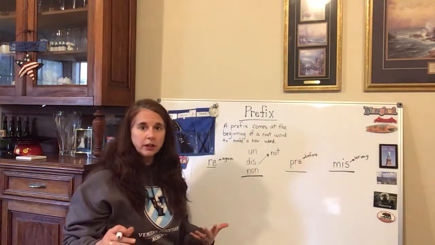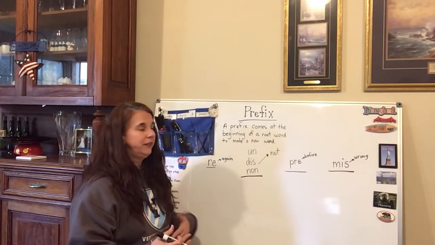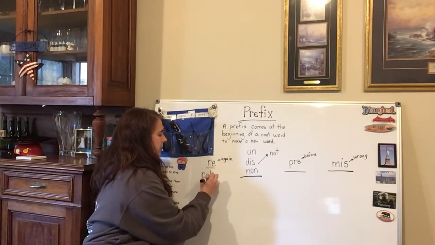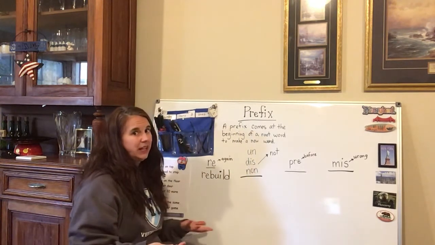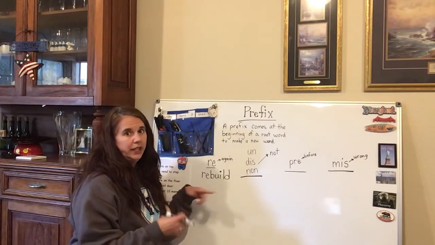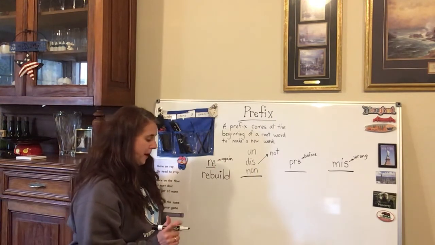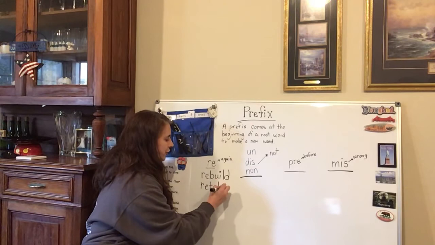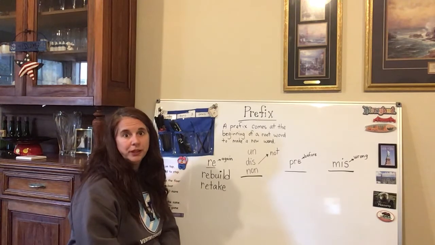So let's think of some words. We'll talk about some words and how it changed the meaning of those root words by adding the prefix. So for re, we have rebuild. For example, when you make your Legos, I know at the end of time we have to take our creations apart. So you have to rebuild your Lego creations, which means you have to build it again. So that's what re means, again. Let's see, retake. Like if you take your pictures and then maybe you didn't like how it looked, you can retake it. That means you take your picture again.